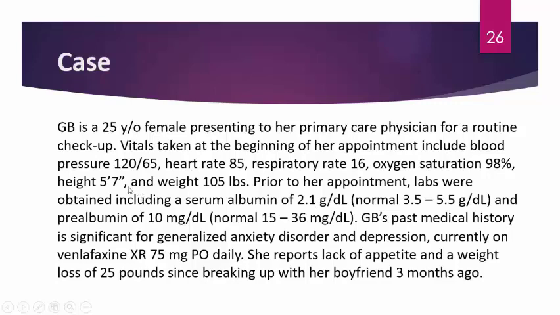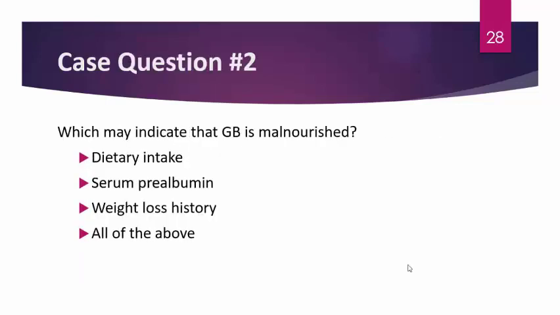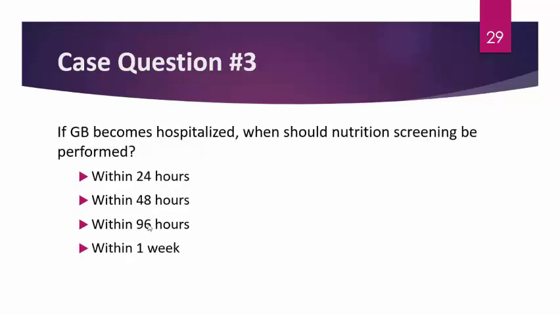In addition, she has a BMI of around 16 if you look at her height and her weight. If you added back the weight of 25 pounds, her BMI would probably be within the normal range. And she reports a lack of appetite. So all of these are different factors that may indicate GB is malnourished, not just one factor alone. We have to look at the whole assessment of the patient.